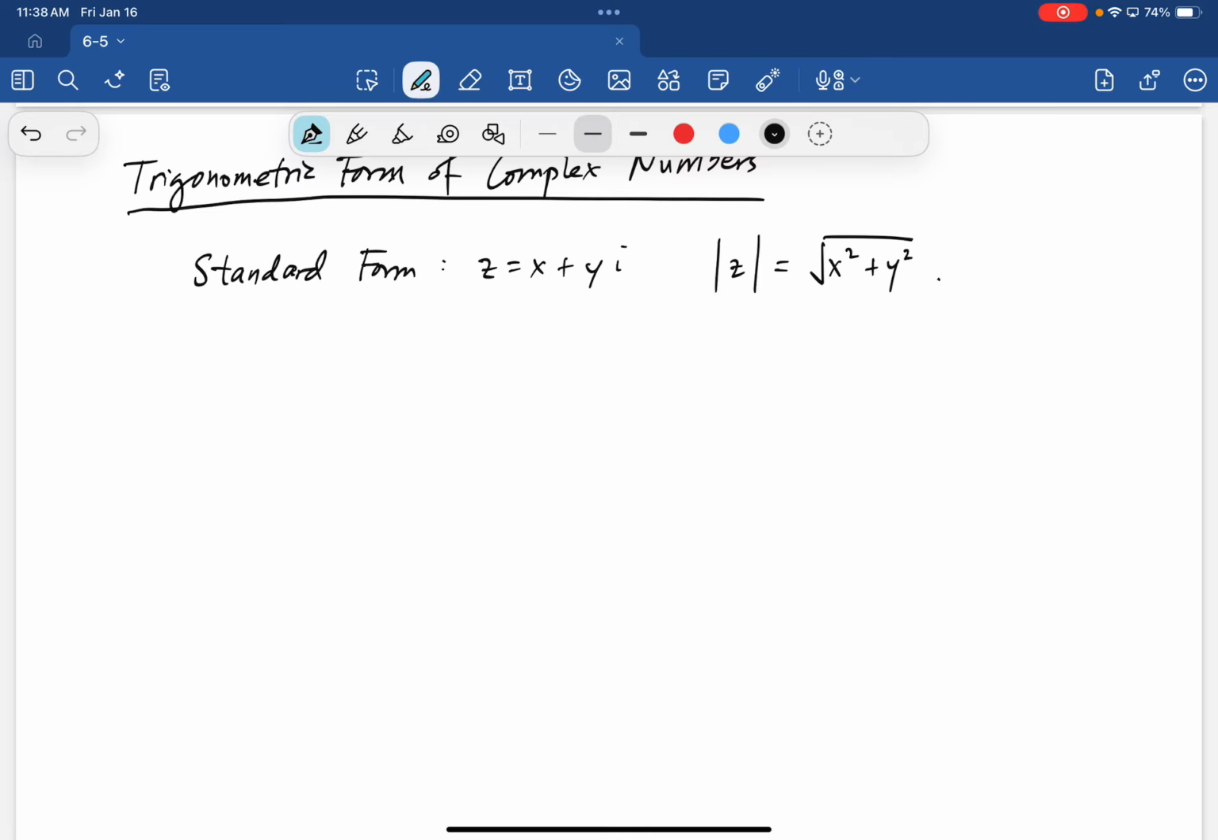But there's also another kind of form that's very useful, and that's the trigonometric form.